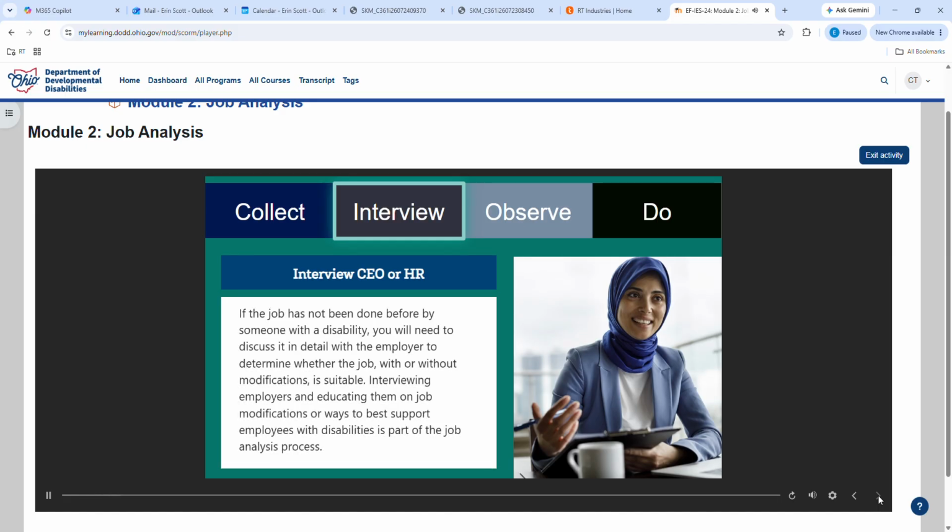If the job has not been done before by someone with a disability, you will need to discuss it in detail with the employer to determine whether the job, with or without modifications, is suitable. Interviewing employers and educating them on job modifications or ways to best support employees with disabilities is part of the job analysis process.